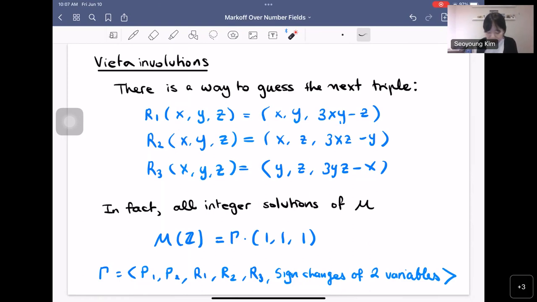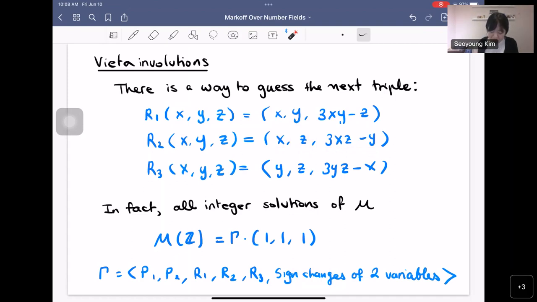But if you want to proceed and have larger numbers, then the next involution R2 is useful, which is obtained by taking the first coordinate as the same one, but replacing the second coordinate y by your third coordinate. The last coordinate, which makes a solution to the Markov equation, can be recovered by using the first and the third coordinate of the given point. If you define 3xz minus y, also using the second coordinate, it surprisingly gives you a new integral solution to the previous equation.